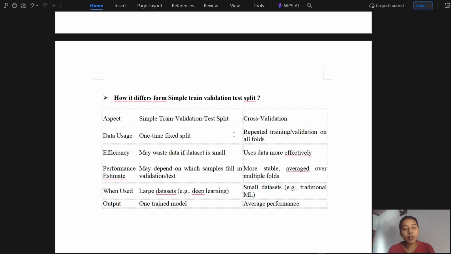When used: the simple train validation test split is used in large data sets, that is, deep learning. Cross validation is used in small data sets, that is, traditional machine learning. The output of a simple train validation test split is one trained model, whereas cross validation's output is average performance.